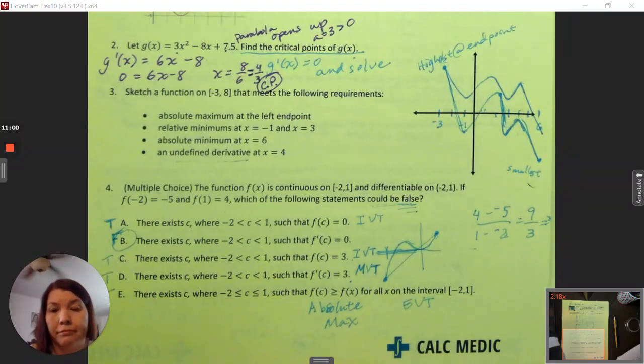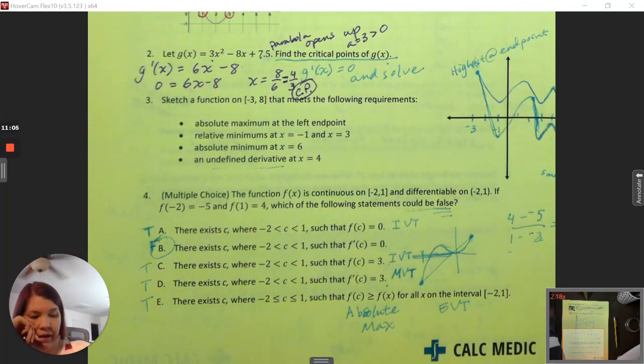So, yep, there you go. That's it. So B is the answer for 4.